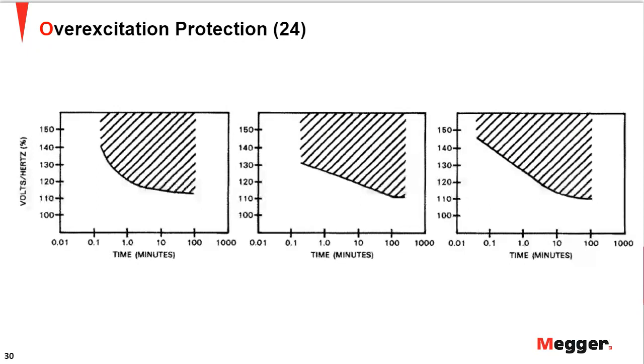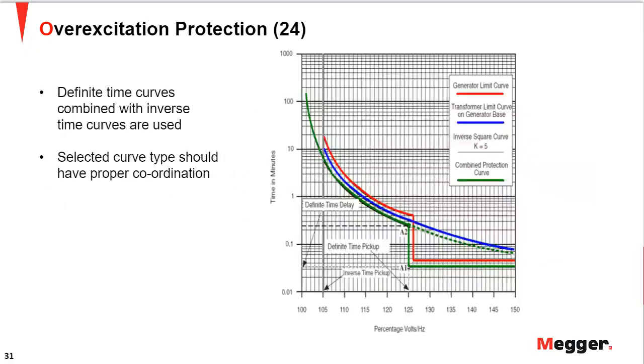And once you have these curves, the protection engineer would come up with this, where you have your generator limit curve on. This is a time-based curve, and you have your transformer limit curve, which is in the blue color here, and you have a combination of an inverse curve as well as a definite time curve to protect your transformer from overexcitation. So that is how the protection engineers would use those curves and set points to protect the transformer from this condition.